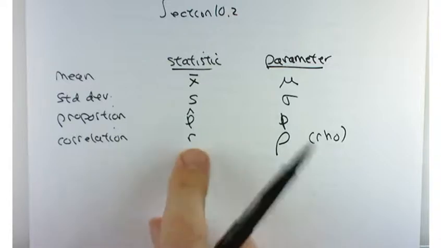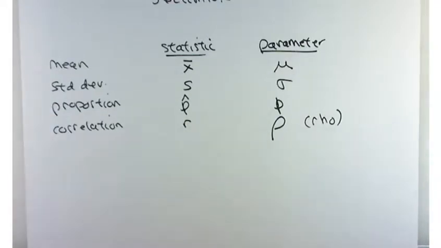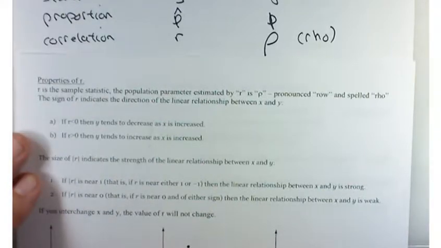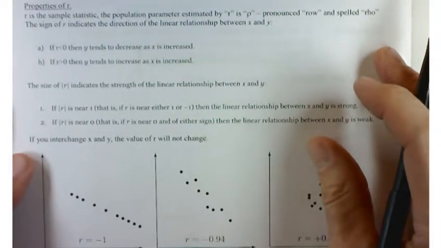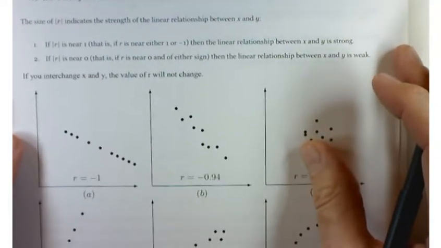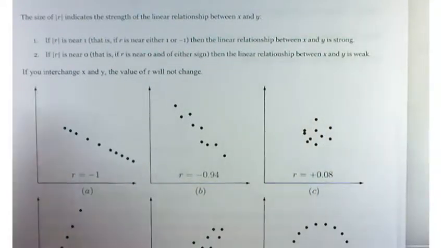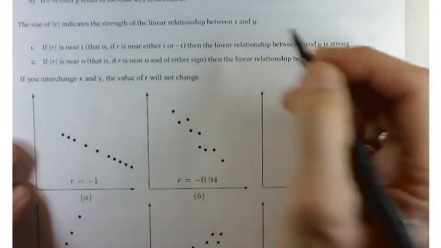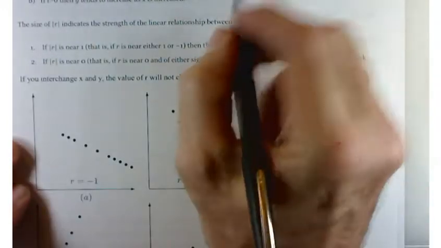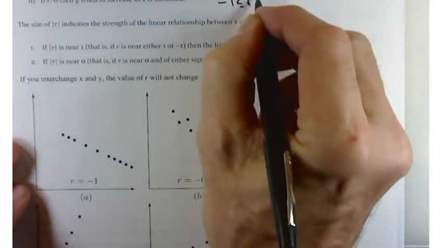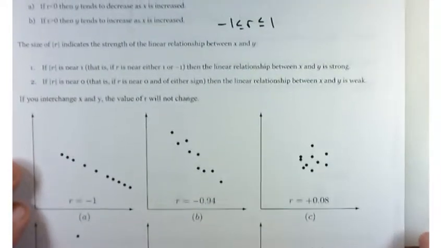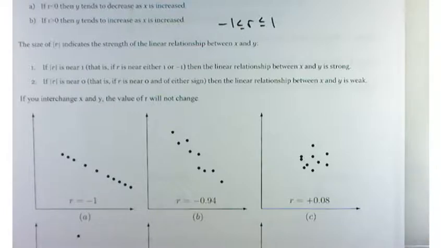Let's understand some stuff about r, the linear correlation coefficient. So let's go to our handout. Some properties of r. r is going to be between 1 and -1. So let me make that part clear. Negative 1 is less than or equal to r is less than or equal to 1. The same is going to be true with rho, of course, the parameter that it's trying to estimate.